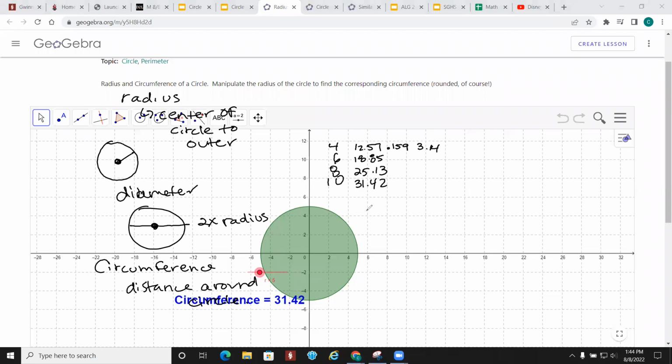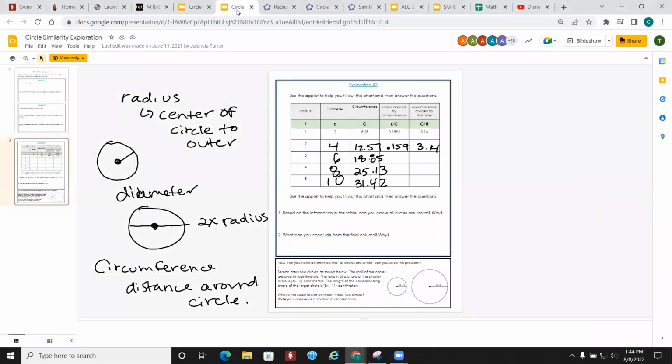Is the formula for circumference diameter times pi? 2 pi r or diameter times pi. That's fine too. You're going to be a little off, but yes. The rounding might be a little off, but that's okay.